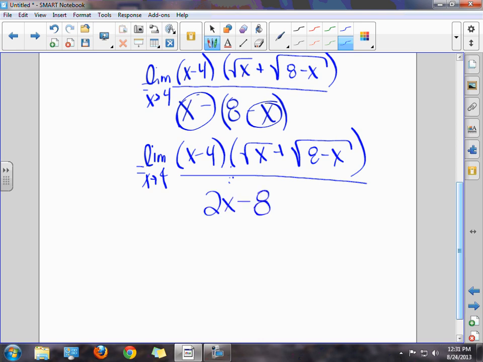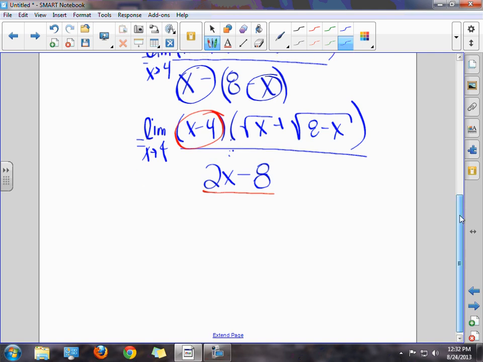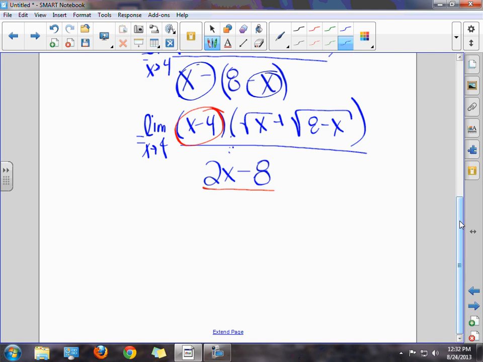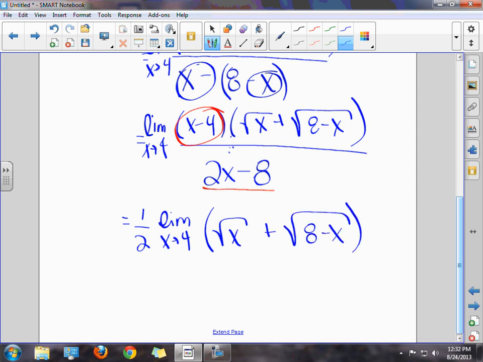Once I plug in, I get 0, but I see right here that I have this x minus 4, and if I factor a 2 out of that expression, then I'm going to end up with x minus 4, and I think that I'll be able to get rid of that denominator. I won't have the same issue anymore. So I'm going to factor that 2 out, and they're going to cancel, and I'm going to have 1/2 the limit as x approaches 4 of the square root of x plus root 8 minus x. And now I can just plug in and evaluate. When I plug everything in, I get 2.